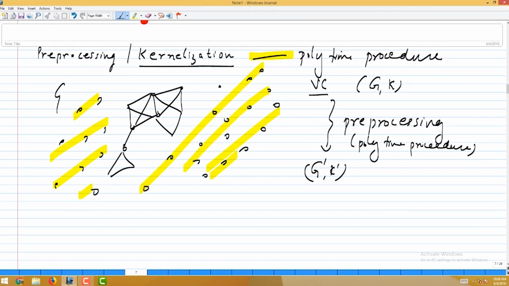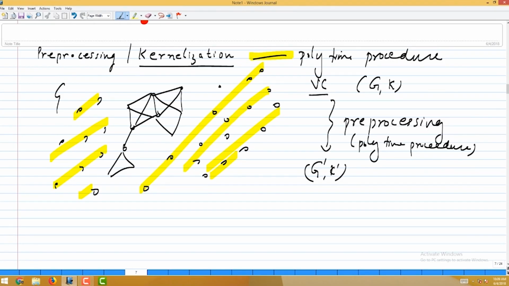The guarantee first of all is that both the instances are equivalent. By equivalent I mean if G had a vertex cover of size k, then G prime has a vertex cover of size k prime, by which I mean that we have only thrown away irrelevant information. Whatever information was relevant, we have kept it. And also the other direction. So if G does not have a vertex cover of size k, G prime should not have a vertex cover of size k prime. So we have not done anything stupid while doing this.